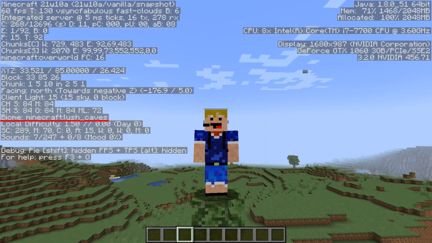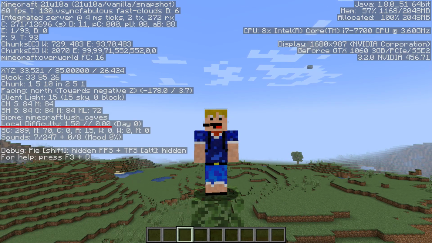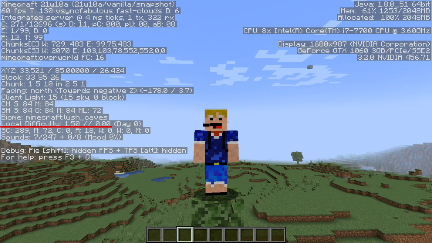Then afterwards we have Biome, and this just displays the biome you're in right now. Nothing fancy there. Local difficulty shows the difficulty of the chunk you're in, and this can change over a period of time, and also if your difficulty is set to easy, normal or hard. And next to this local difficulty there's also a day counter, which just represents how many days you've been in this world, starting with day 0.